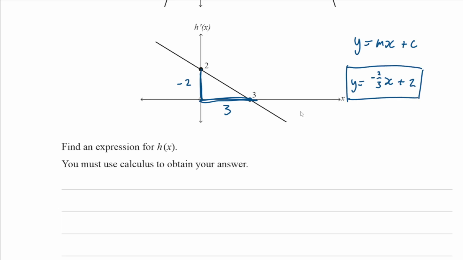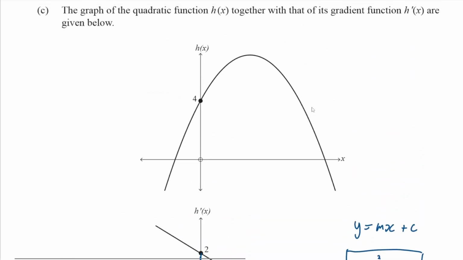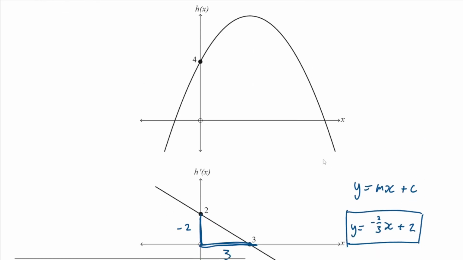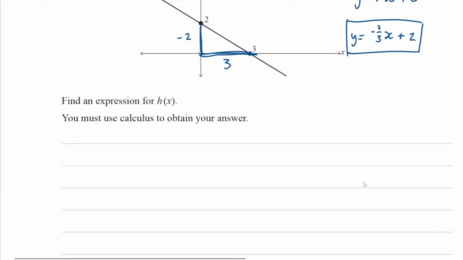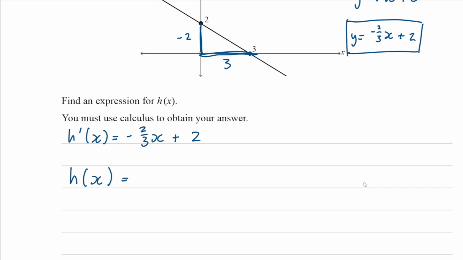Now that's not calculus, right? That's just finding the equation of a straight line. So our next step to find the equation of h of x is to anti-differentiate. So h prime of x we just found was negative 2/3 x plus 2. So we can anti-differentiate to find h of x.